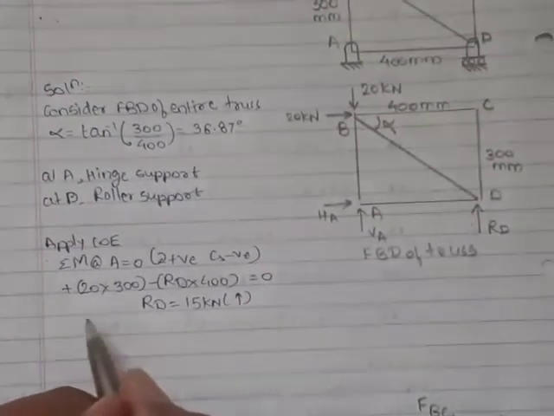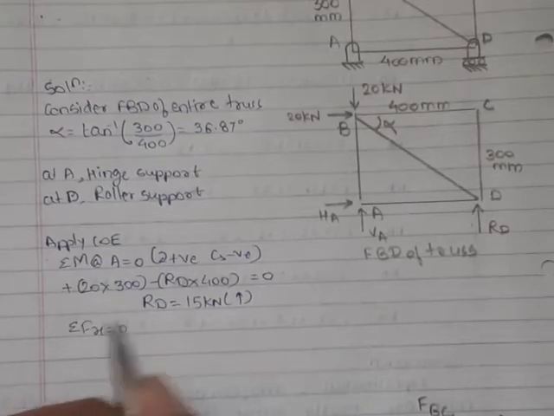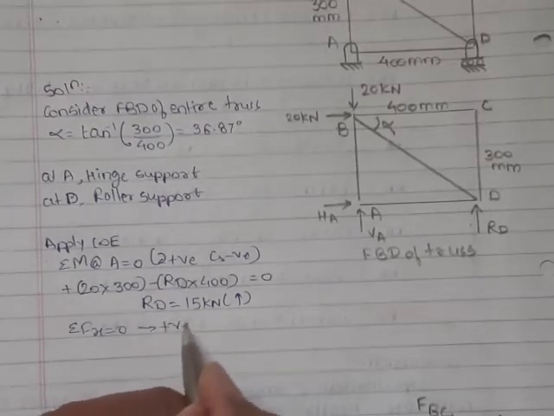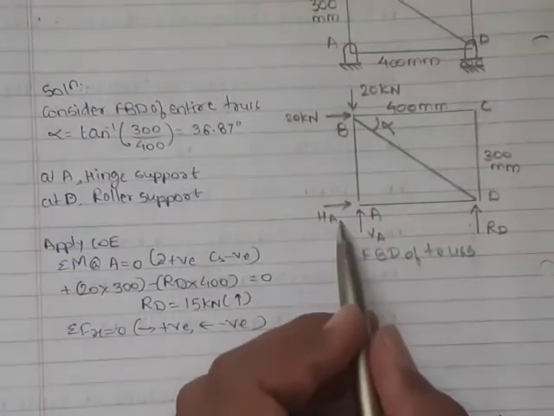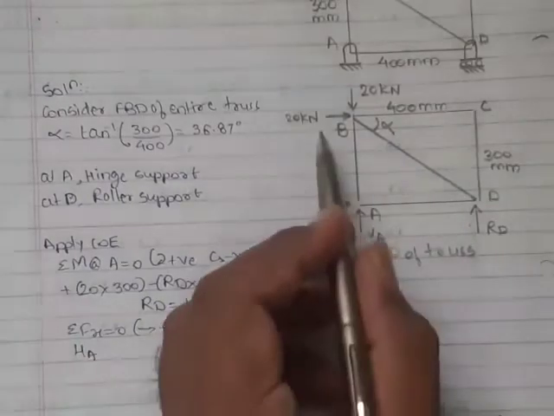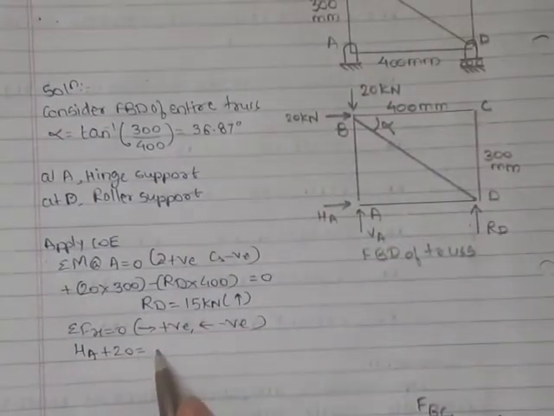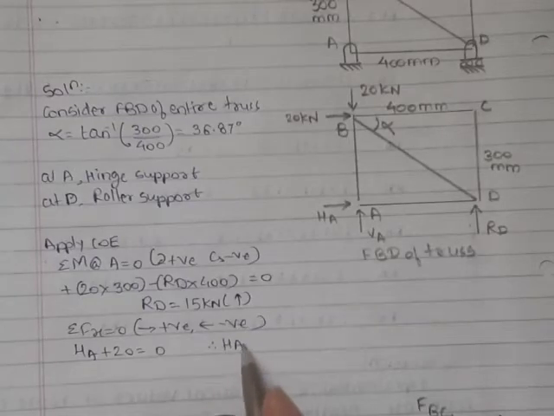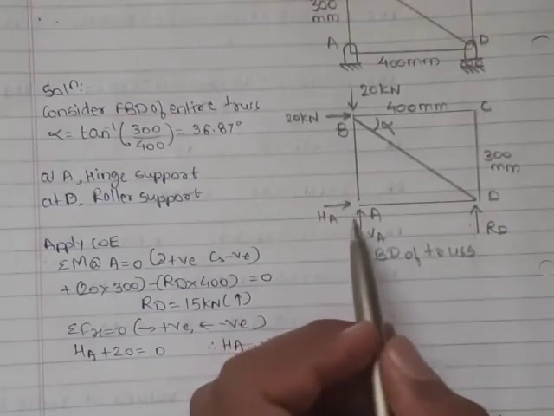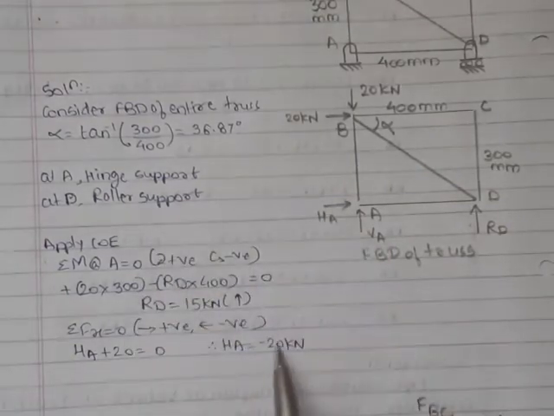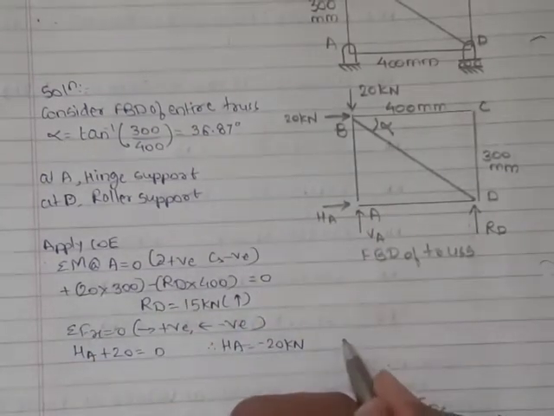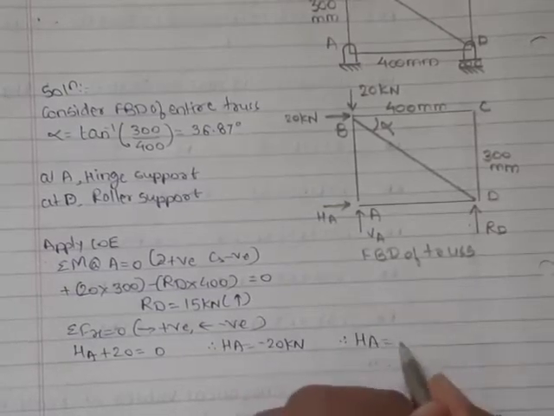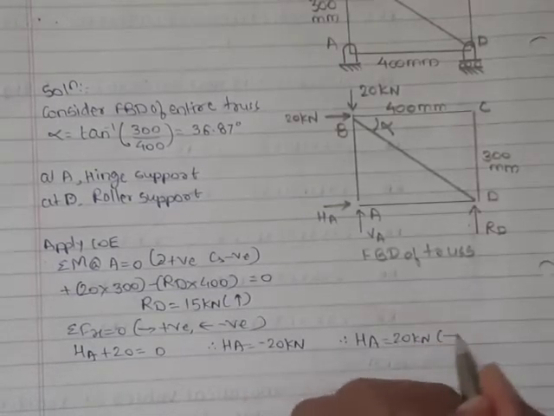Then apply second condition of equilibrium, summation Fx equal to 0. Our assumption, forces towards right positive, forces towards left negative. So here HA acting towards right, 20 is also acting towards right, so both are taken positive. Therefore we get HA equals to minus 20 kilonewton. Our assumption, that is HA acting towards right, is coming wrong because we get a minus answer. So in fact HA direction is towards left. Therefore HA equals to 20 kilonewton towards left.